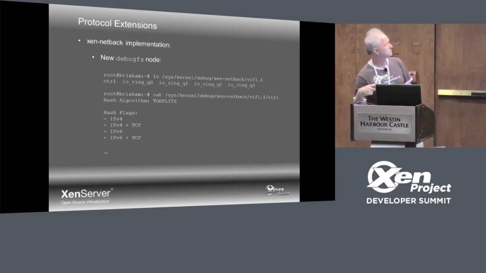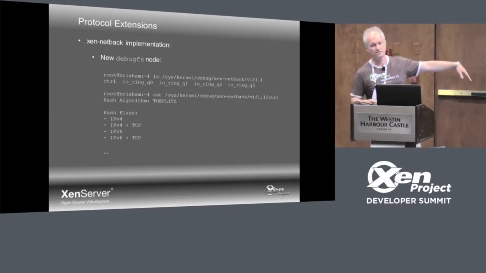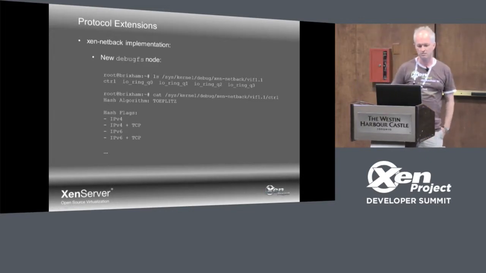Last week I added a debugfs node to netback, so now if you cat that debug node, you can see the algorithm in use, what flags are enabled, and then below that there would be the key value in use and the indirection table as well.